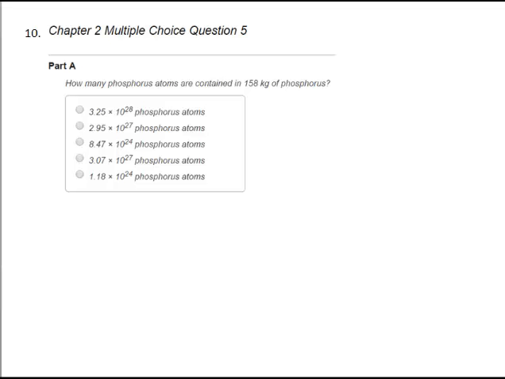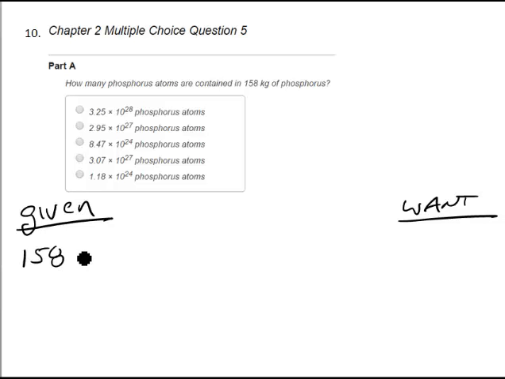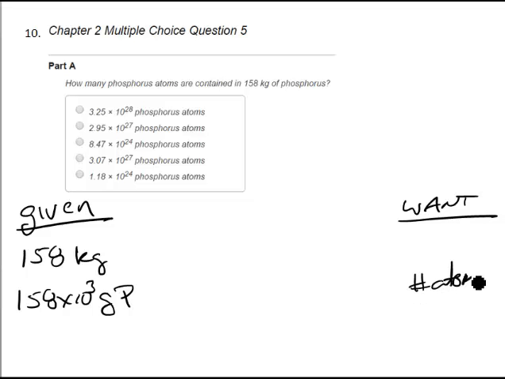So then that brings us to question 10. Again, same thing. What are we given? What do we want? And we are given 158 kilograms. And I'll write that as 158 times 10 to the third grams, and that's phosphorus. And we want to know number of atoms. Now we can't go directly from grams to the number of atoms, so we go through the mole, and then we go to the number of atoms.